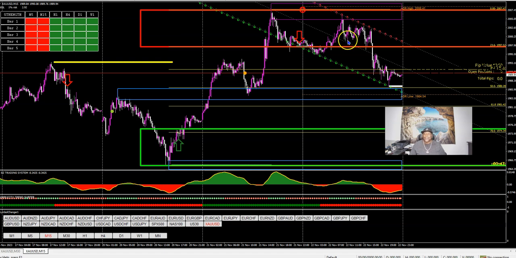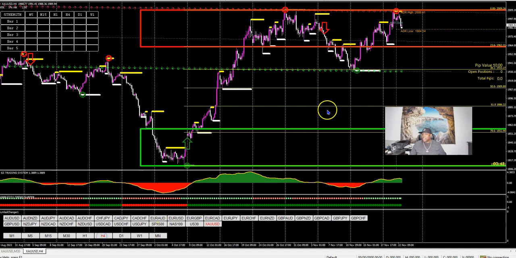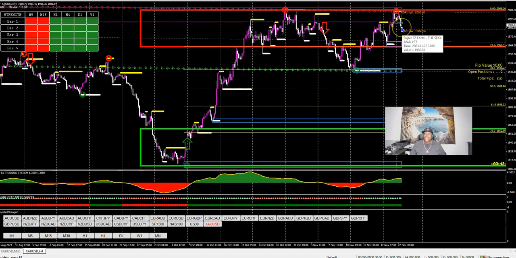Pretty good, huh? Okay. And so I took some pips off of this and closed it out once it hit my support dot, which you can see. That's gold. Okay.